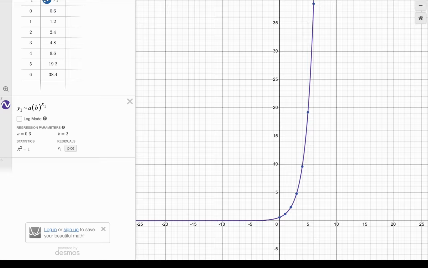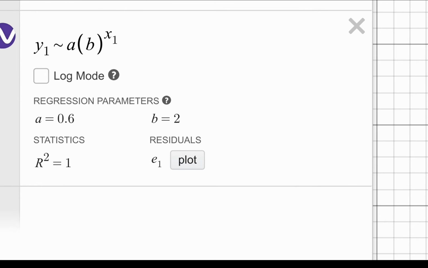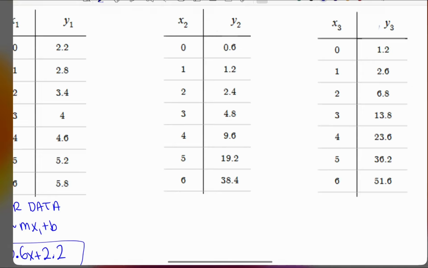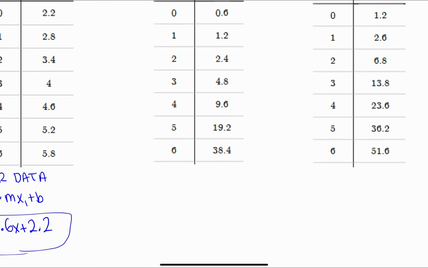Not fully accurate, but a good approximation. From there, I can see that the A value is going to be 0.6. The B value will be positive 2. So from there, I will go back to this paper and I will indicate that the second table of values represents an exponential data set. Let's write that down. Exponential data set.